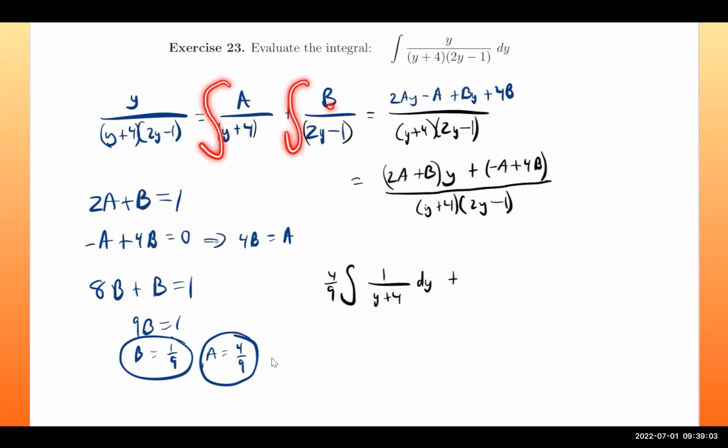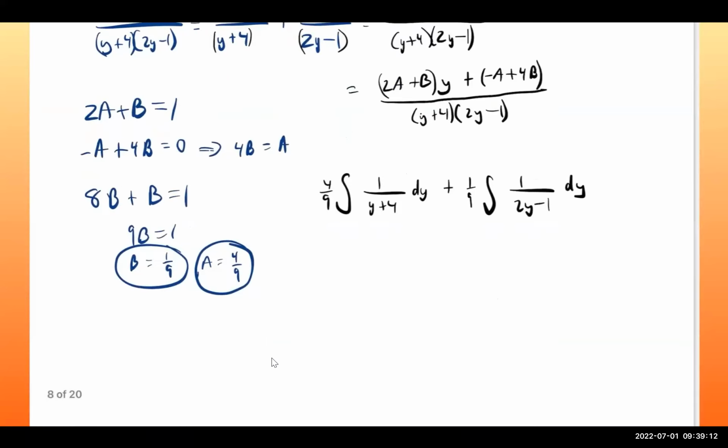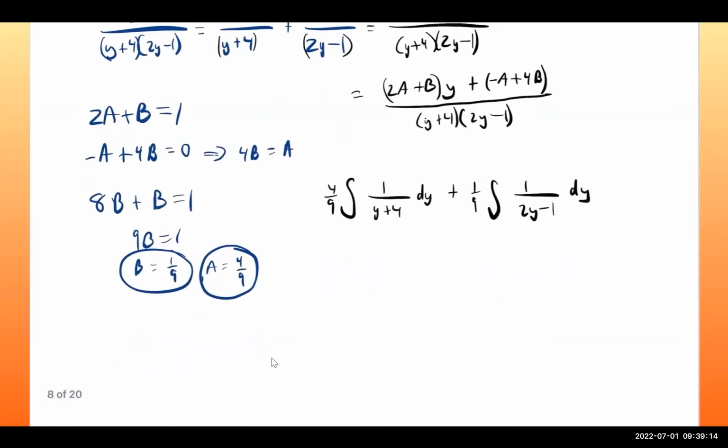The second integral would be this one, the b, which is 1/9. I will write that outside of the integral. And we have 1 over 2y minus 1 with respect to y. Now we can go ahead and evaluate these integrals. That's going to be 4/9 natural log absolute value of y plus 4 plus 1/9 ln absolute value of 2y minus 1 plus c.